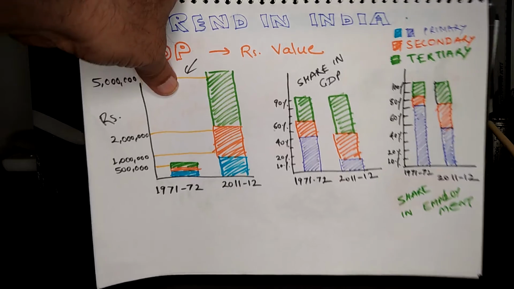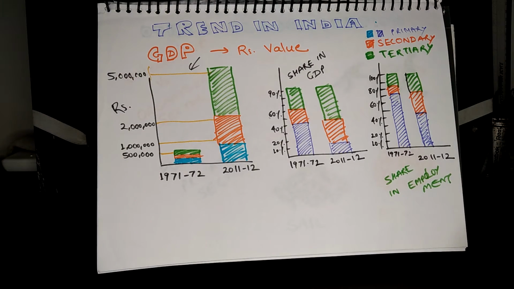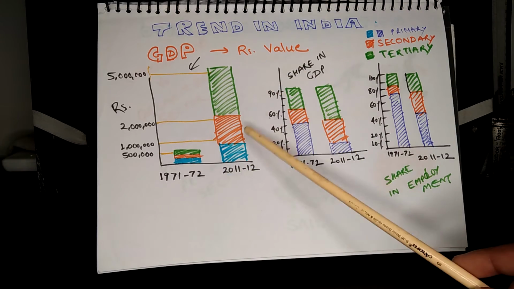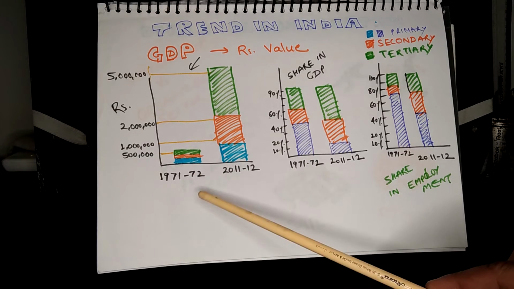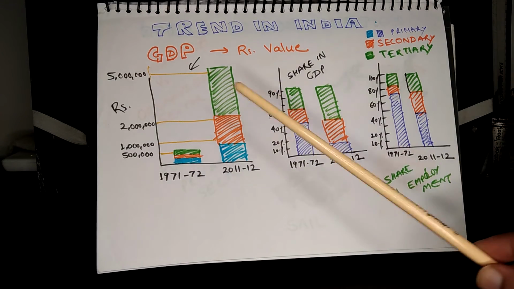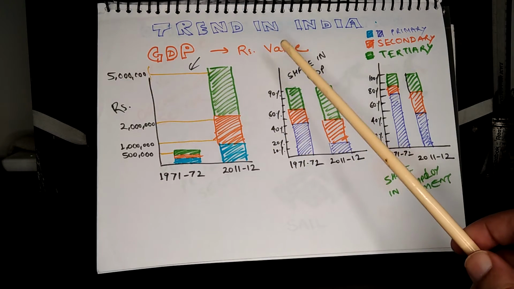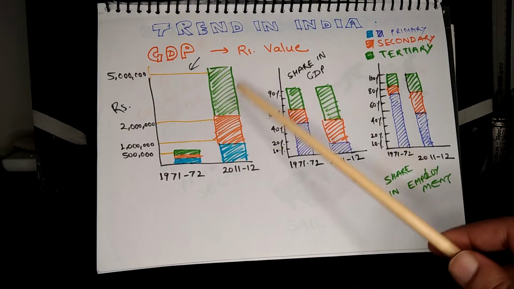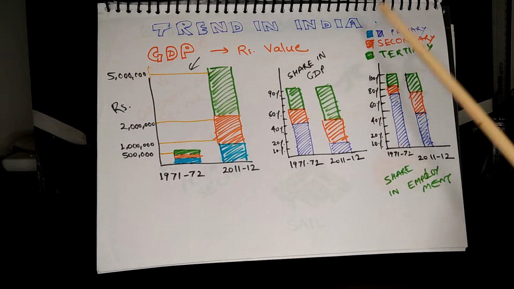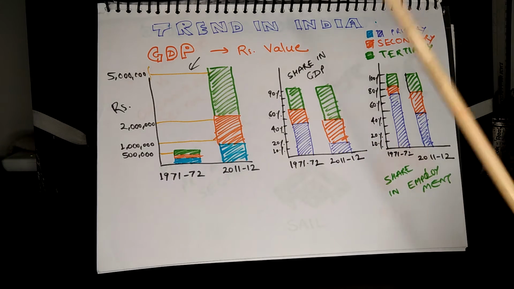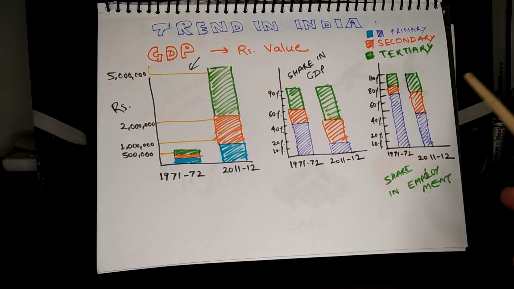So now, what is the situation in India? Let us analyze some figures. Here are 3 graphs. These figures show the trends over 4 decades, 40 years. It is a comparison of 1971-72 and 2011-12. The first graph shows the rupee values of various sectors. The second graph shows the share of various sectors in GDP, and the third graph shows the share in employment.